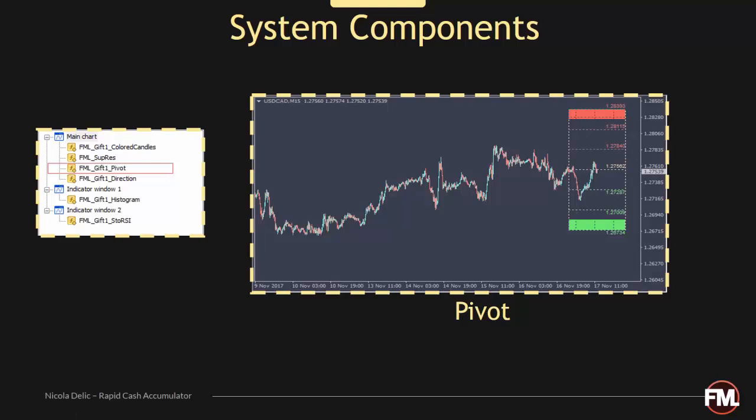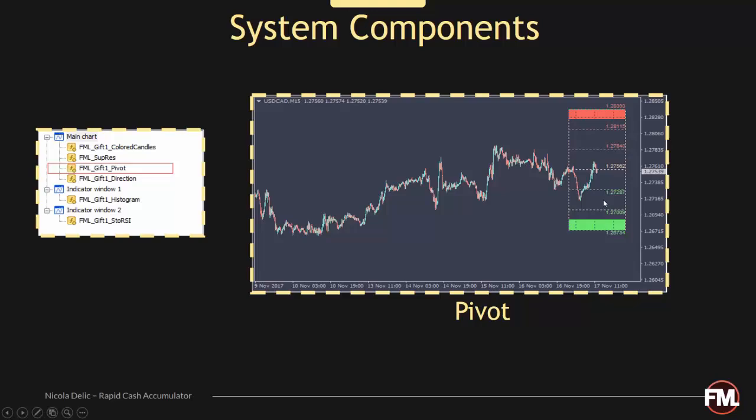Next part is the pivot. Pivot points are something that I always have on the chart. It doesn't really matter what kind of system I use, I always like to have the pivot points on the chart. The reason for that is simple. Pivots give a decent view of the current market movements, because I don't want to trade if we don't know whether we have the room to go higher or lower.